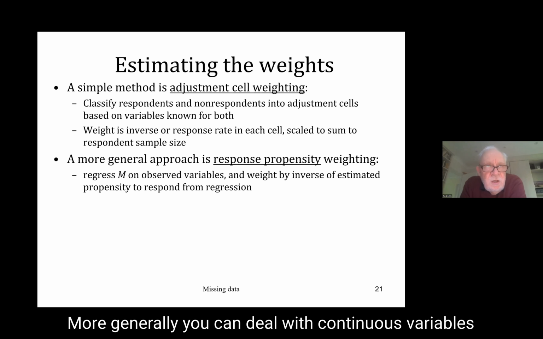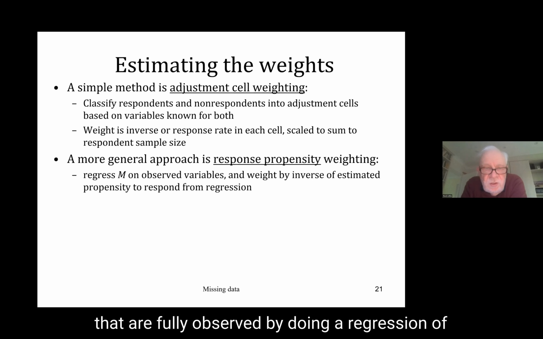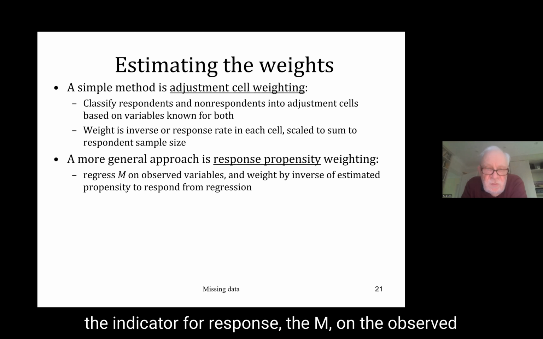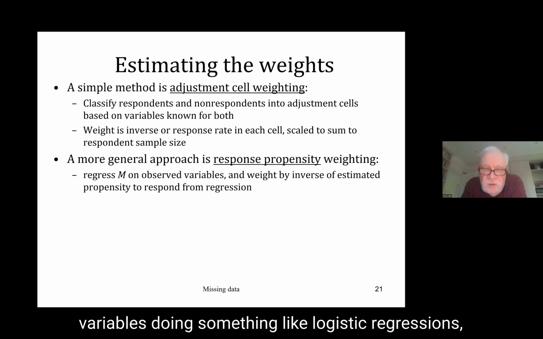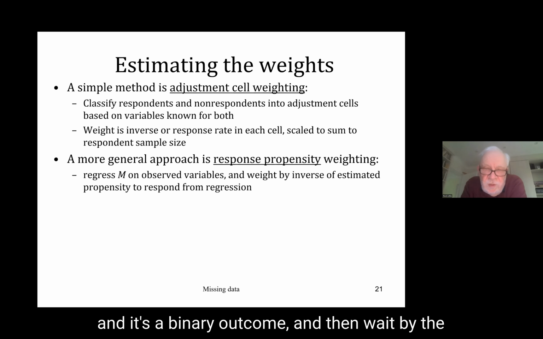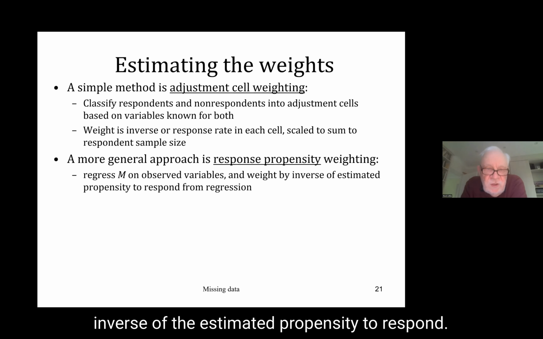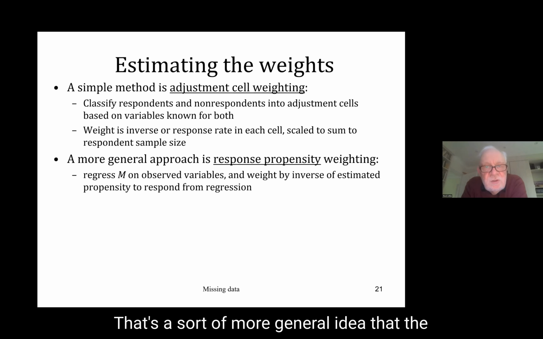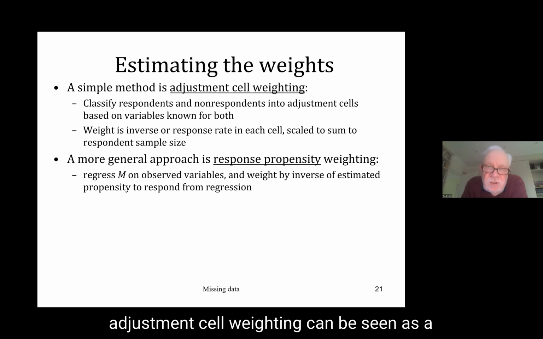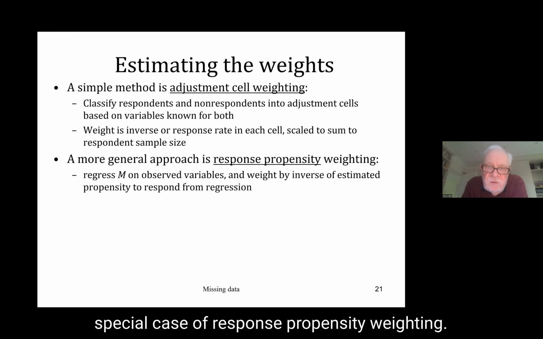More generally, you can deal with continuous variables that are fully observed by doing a regression of the indicator for response, the M, on the observed variables, doing something like logistic regression for a binary outcome, and then weight by the inverse of the estimated propensity to respond. That's a more general idea, and adjustment cell weighting can be seen as a special case of response propensity weighting.